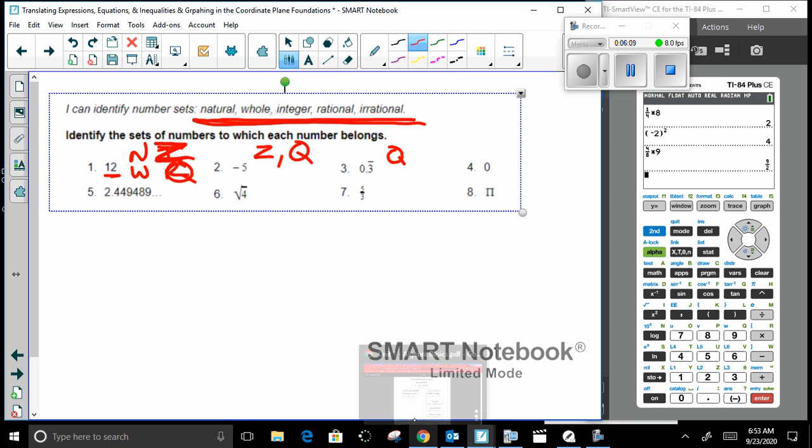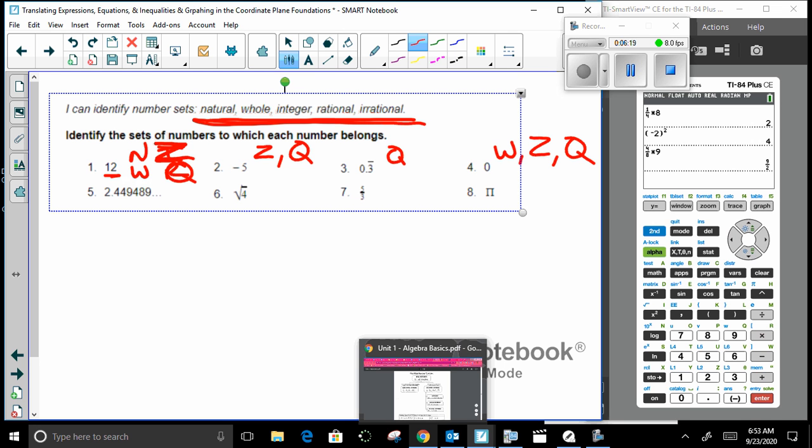Is 0 a natural number? Nope. It is a whole number. It certainly is an integer. And it's rational. If it's rational, it cannot be irrational.